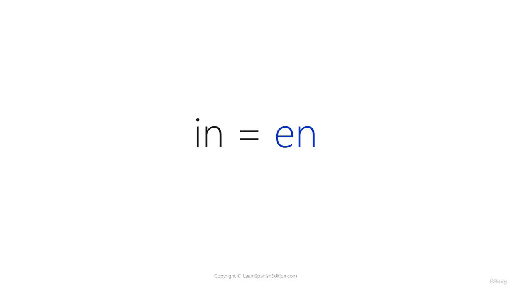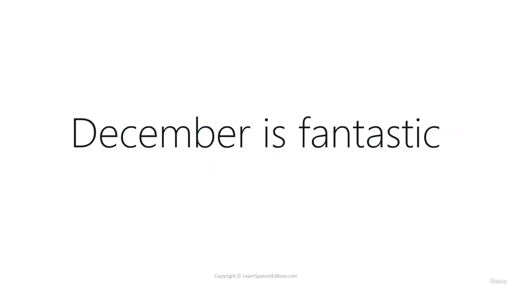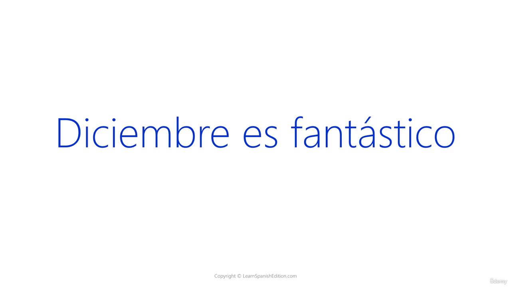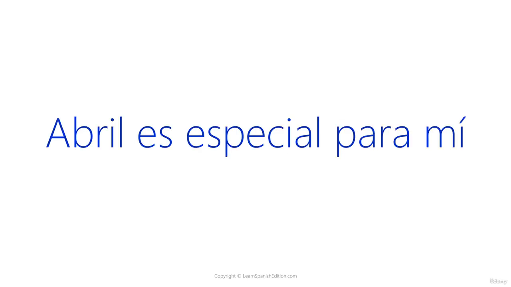First, I'd like to give you this little word en, which, as you can see, is very similar in Spanish, spelt en. How would you say, it's not possible in February? No es posible en febrero. December is fantastic. Diciembre es fantástico. April is special for me. Abril es especial para mí.